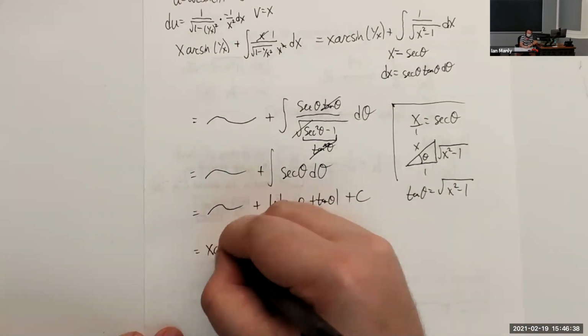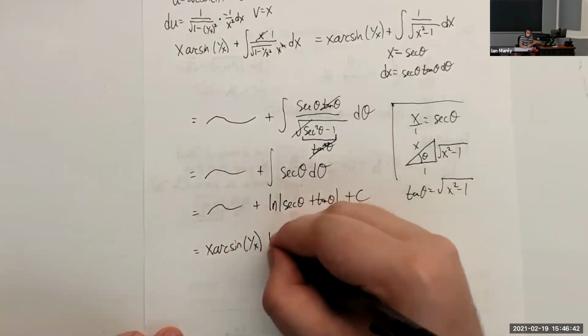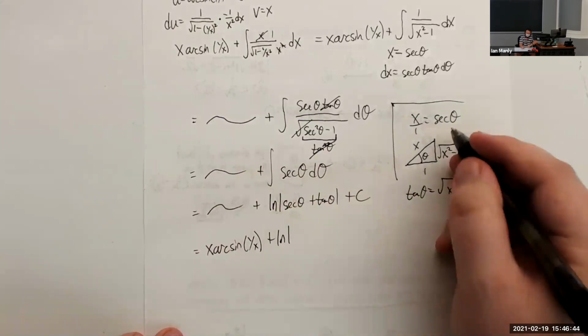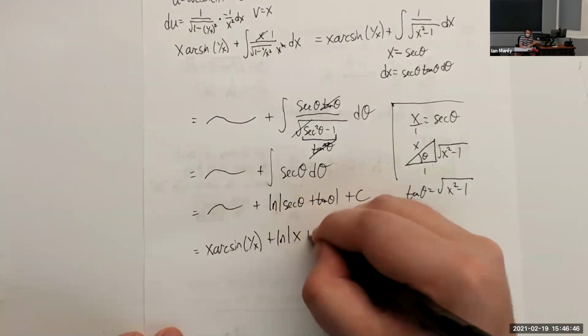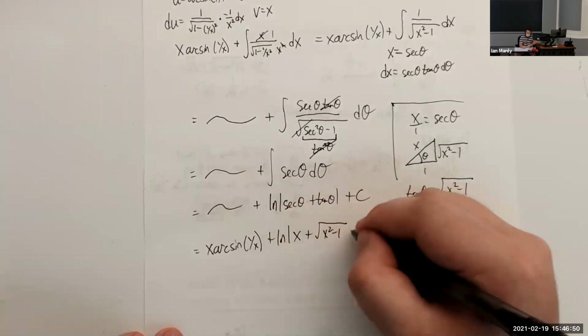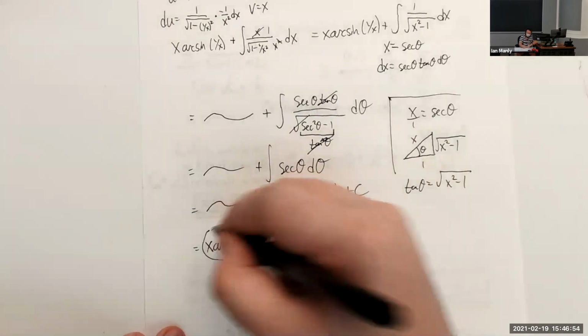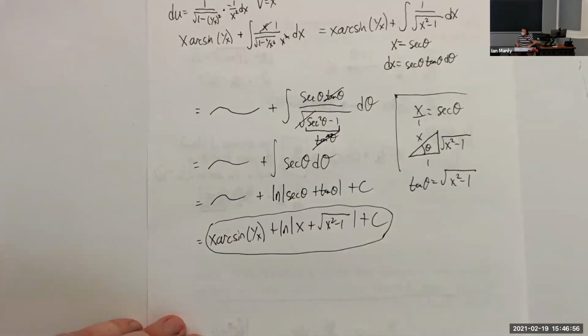All right, so then finally, let's write out what we have, and this is where we can return this to its former glory as x arc sine of 1 over x. And then we have natural log of absolute value of secant of theta, which is just an x, plus tangent of theta, which is the square root of x squared minus 1. And there we go. There is our integral right here.